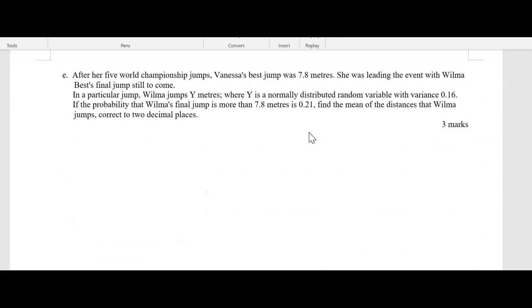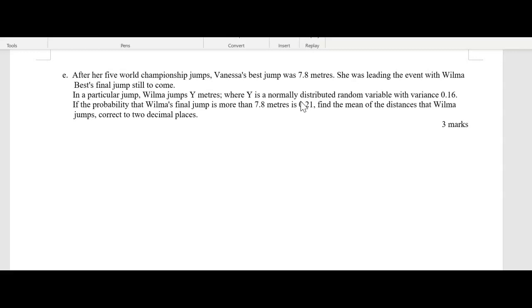All right, after her 5 World Championship jumps, Vanessa's best jump was 7.8 meters. She was leading the event with Wilma, from the Flintstones, best final jump still to come. In a particular jump, Wilma jumps Y meters, where Y is a normally distributed random variable with a variance of 0.16. All right, we've got a bit of information here.